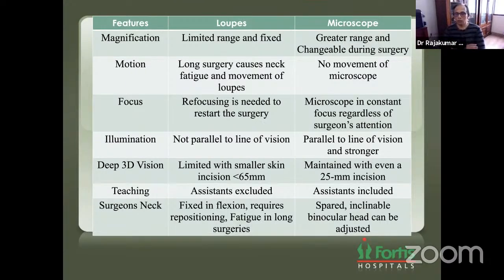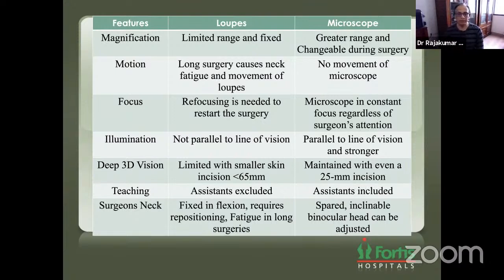Now, whenever you want to do all this with the neck, you end up having neck pain over a period of time. That's one of the major disadvantages of loupes. Many of the cardiac surgeons who are very used to loupes, and many of the plastic surgeons, end up consulting neurosurgeons for their long-standing neck pains. Therefore, when you're using loupes, there's a set of disadvantages that happens.